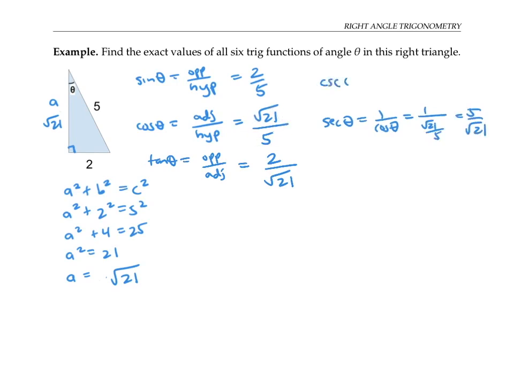So secant theta is 1 over sine theta. That's the reciprocal of my sine, so 5 halves. And cotangent theta is 1 over tan theta, so it's going to be the reciprocal of my tan value, square root of 21 over 2.